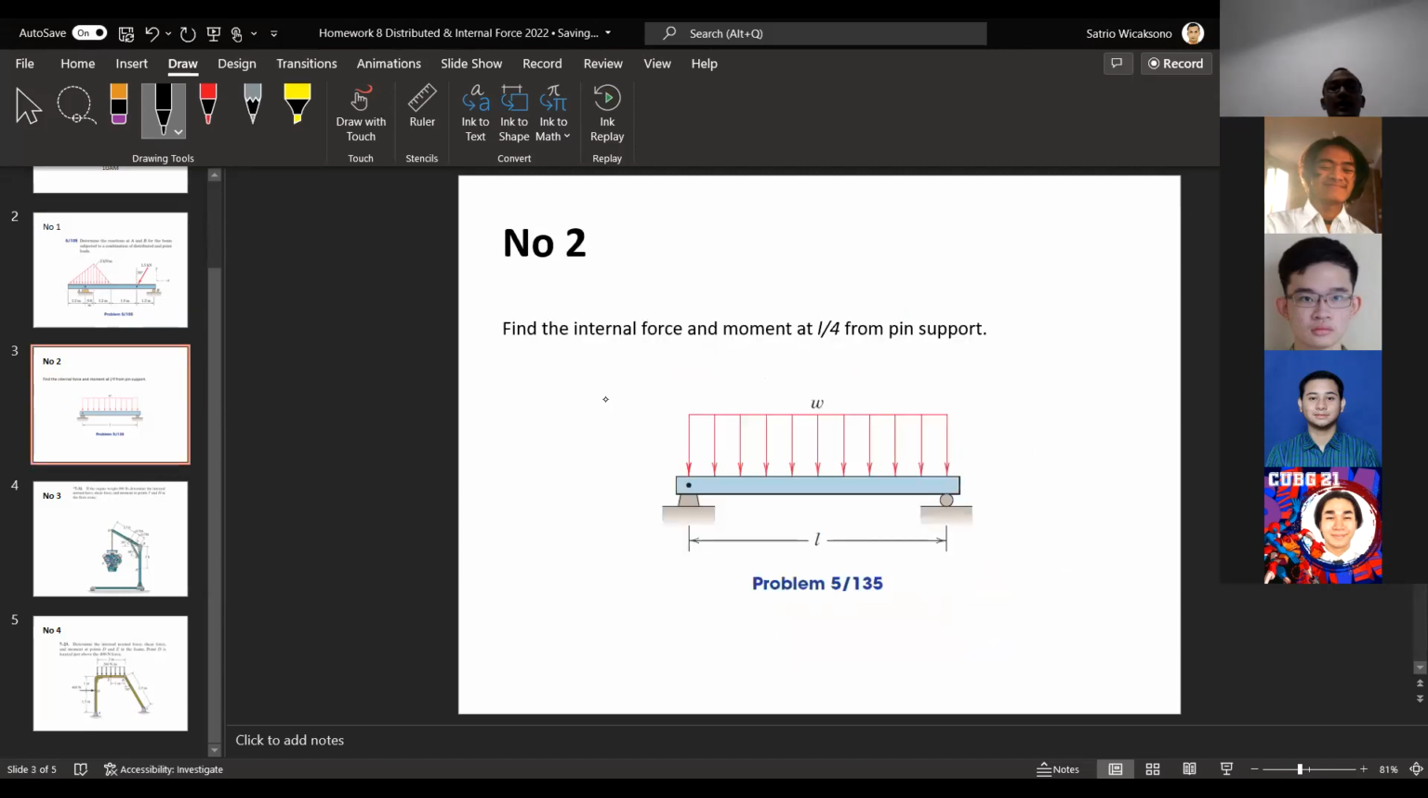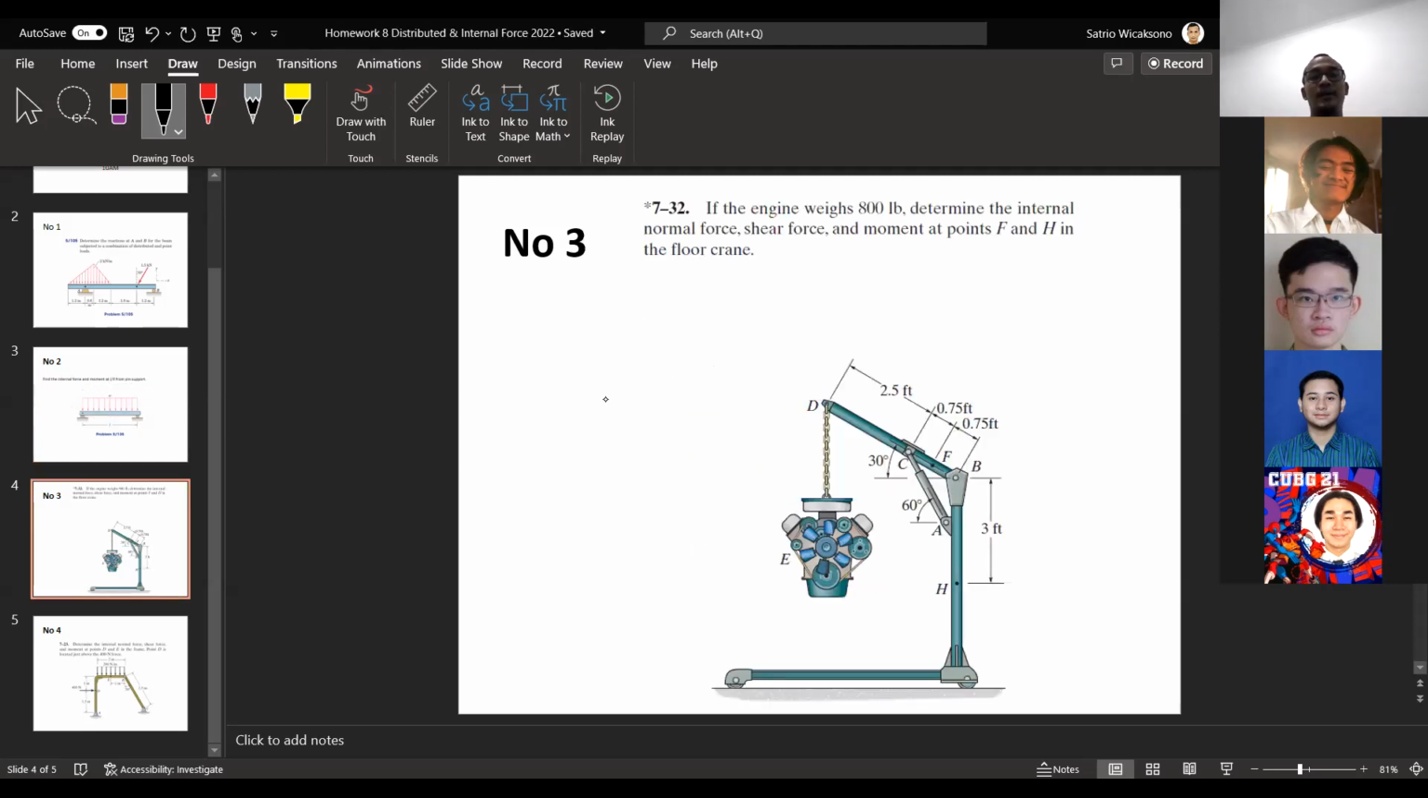Number two, you are asked to find out about the shear force, internal force and internal moment at this particular location when the external force is in the shape of a distributed force, like that. Then for number three, you are asked to find out the internal force at F and H there. So you have to do a section there.